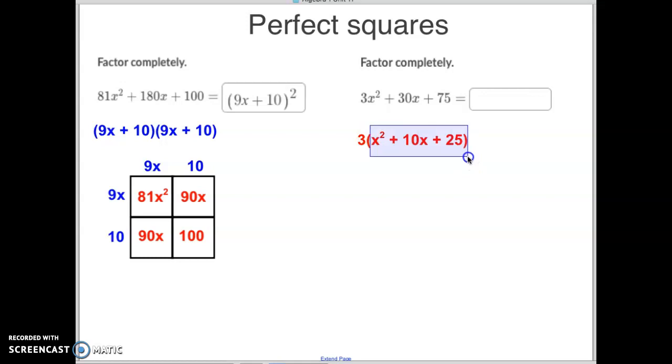That right there, my friends, is a perfect square again, where the square root of x squared is x. The square root of 25 would be 5. Do we need it to be a positive 5 or a negative 5? Because that's a positive 10x, it needs to be a positive 5. So how do we write our answer for this one? We write it as 3 in front of the parenthesis, and then we've got the x plus 5, and we've got 2 of those, so it's to the second power.